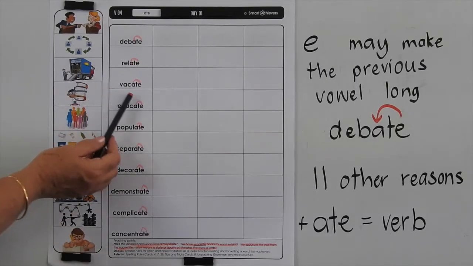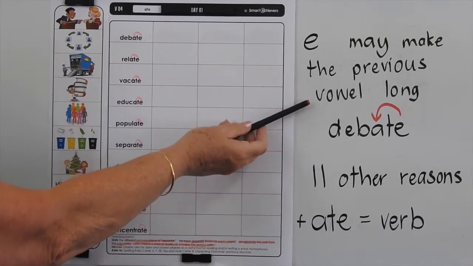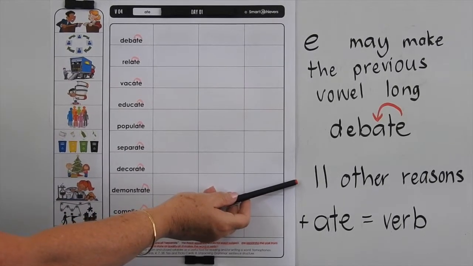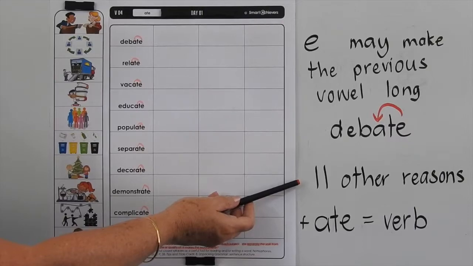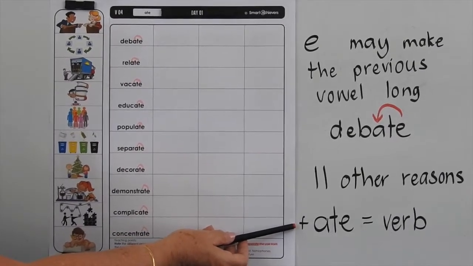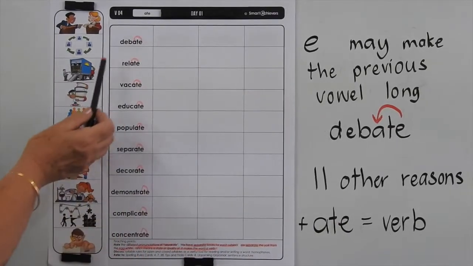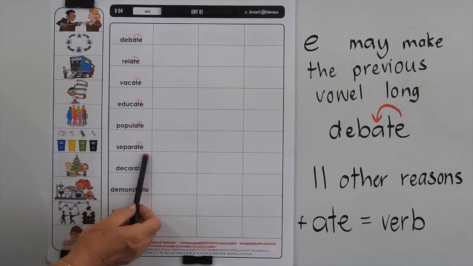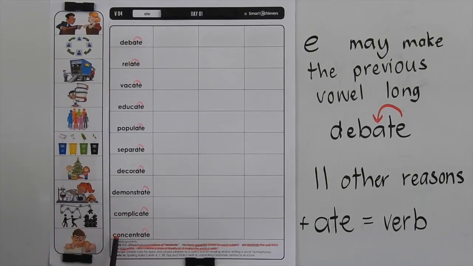In this set of words, we're looking at the rule that E may make the previous vowel long, as in debate. There are 11 other reasons, though, that we can add an E to the end of a word. Now, when we add ate to a word, it forms a verb. So we've got debate, relate, vacate, educate, populate, separate, decorate, demonstrate, complicate, and concentrate.